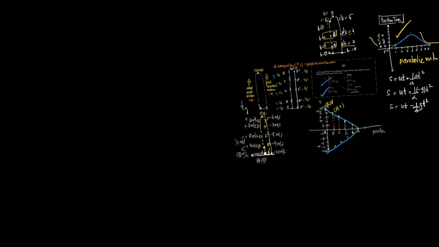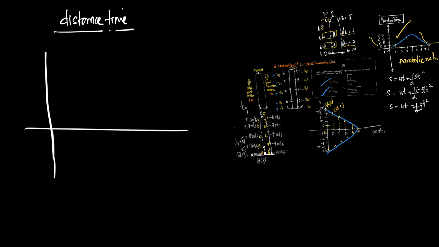Okay, so let me try to explain the distance time relationship now. This time we'll try to understand the graph mathematically. The curve is, this is distance here, this is time here. The curve is given roughly something like this, right?